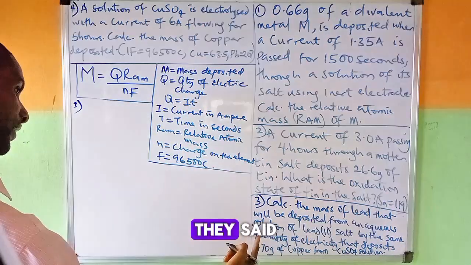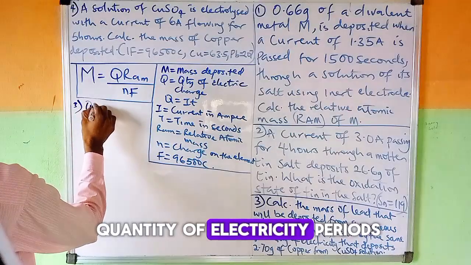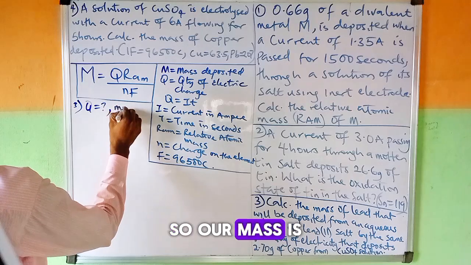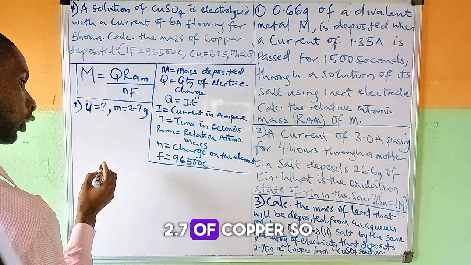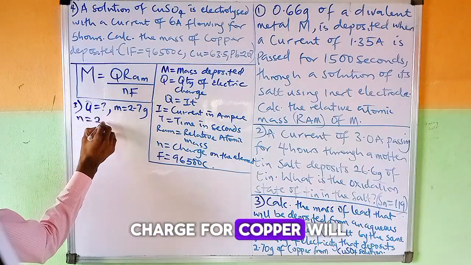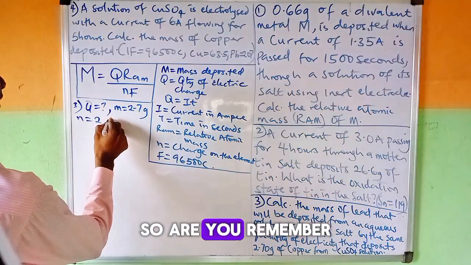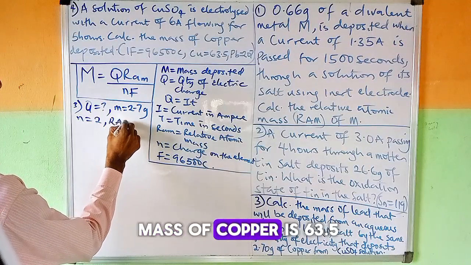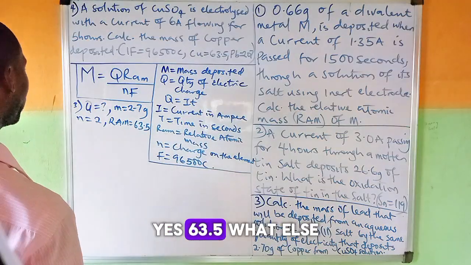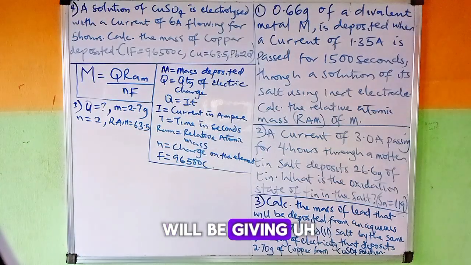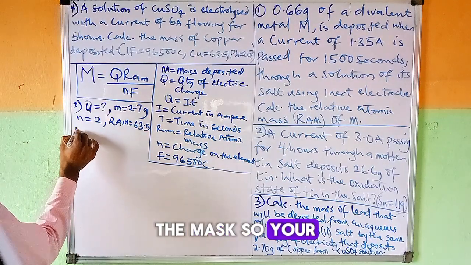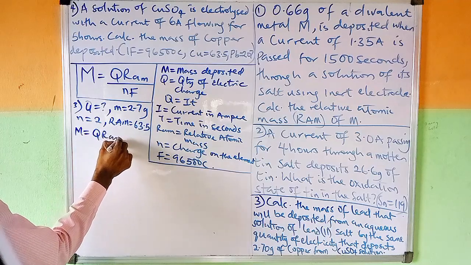Starting with the second, we are calculating the quantity of electricity, Q is unknown, that deposits 2.7 grams, so our mass is 2.7 grams of copper. So copper is copper 2, therefore the charge for copper will be 2. And you remember that the relative atomic mass of copper is 63.5. We'll be given the mass. So your N equals to Q RAM over NF.